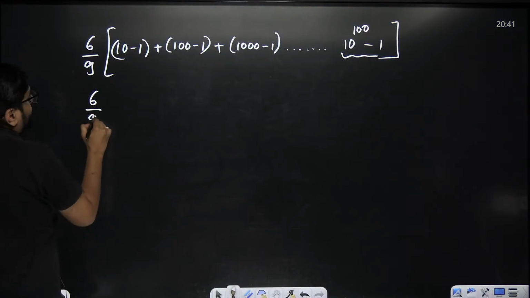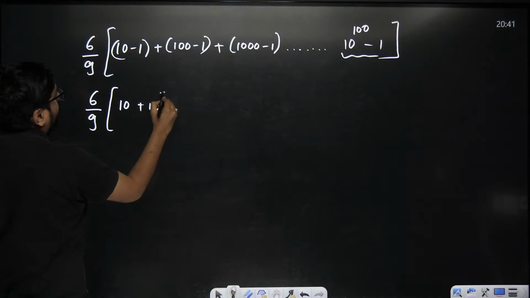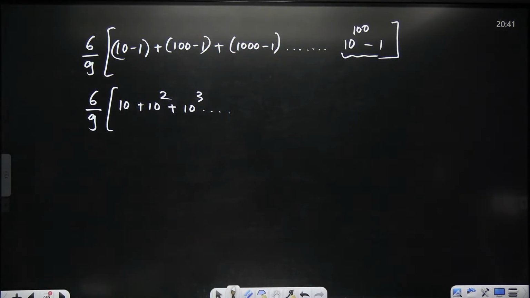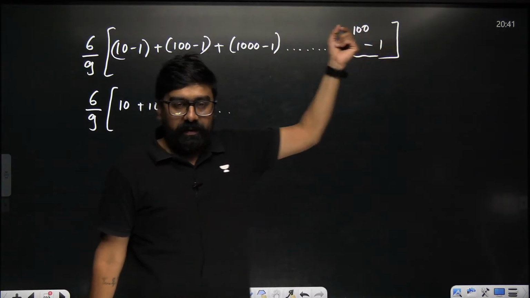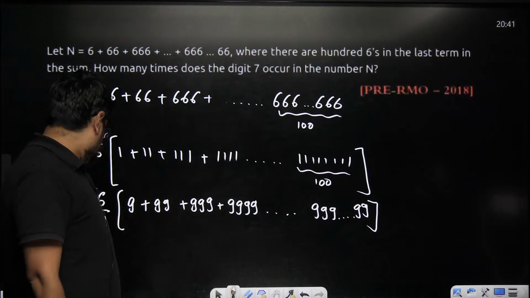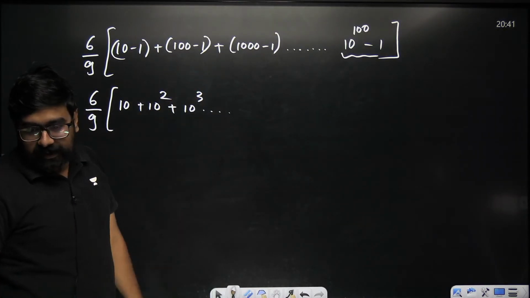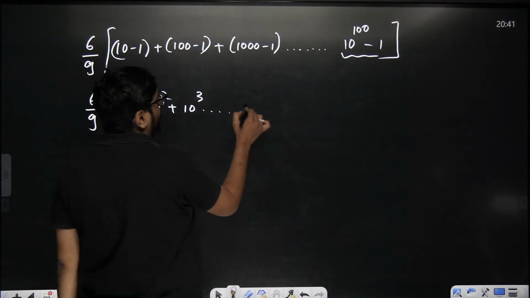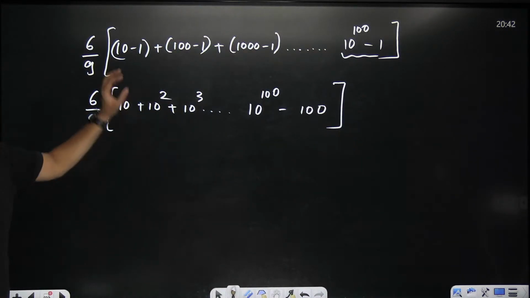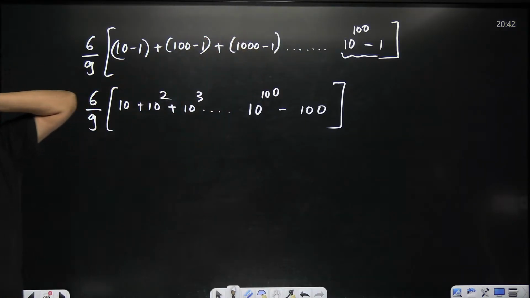Okay, so 6 by 9. We have 10 plus 10 square plus 10 to the power 3, likewise, minus 100. Are you able to understand this? Clear, right? Now 100 terms are going to be there, obviously, because the last term contains 10 to the power 100. So 100 terms are there. If we are subtracting 1 a hundred times, that means here we'll have 10 to the power 100 and minus 100 will come.